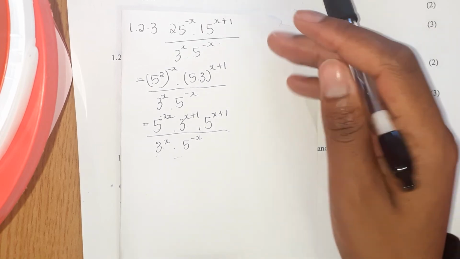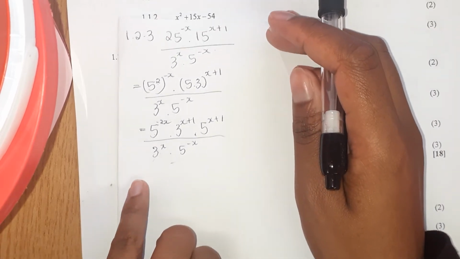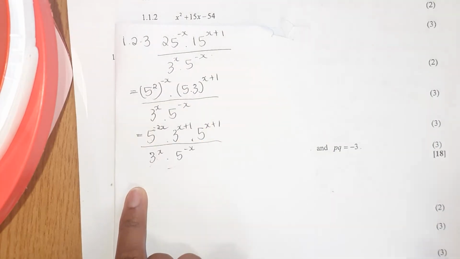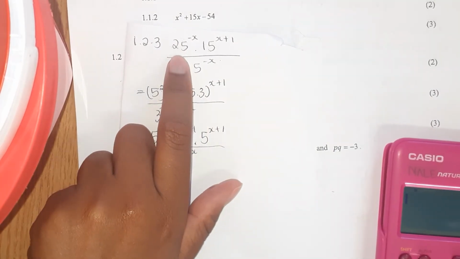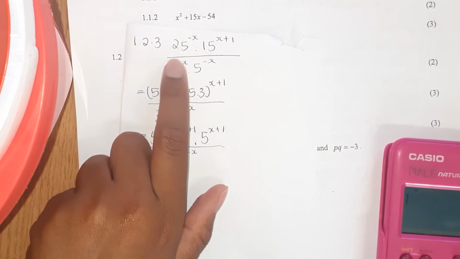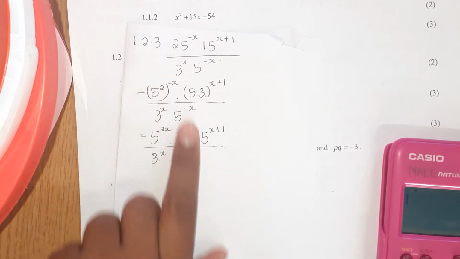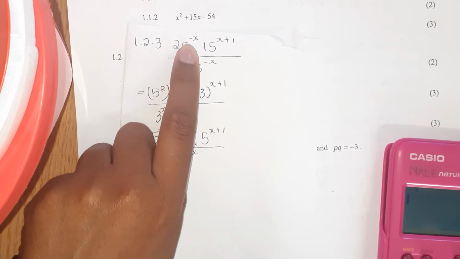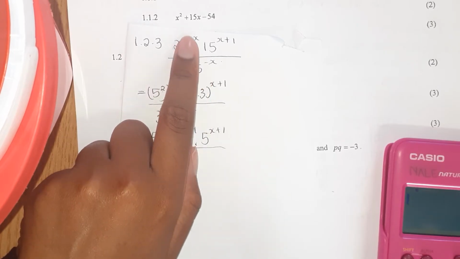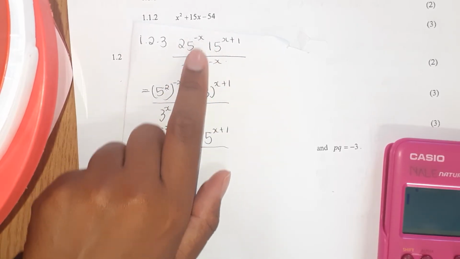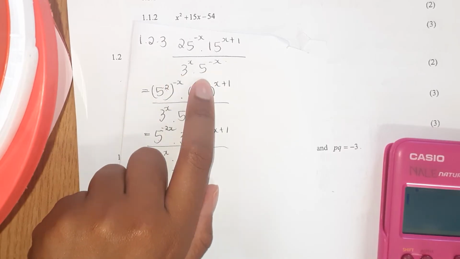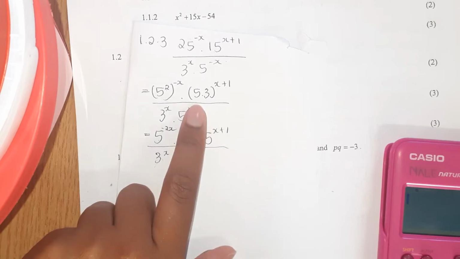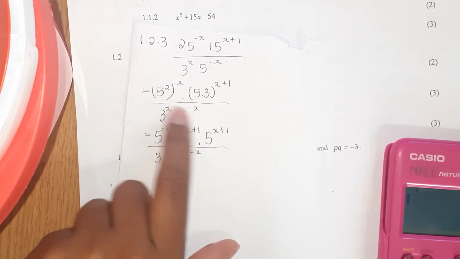So I don't know whether my camera was recording or not, but we started here and I said that we had 25. We have to break this 25 and 15 into small numbers. Now this one at the bottom will kind of guide you where you have to go. So we can just write this 25 as 5 to the power of 2. We can write this 15 as 5 times 3. This is how we got here.